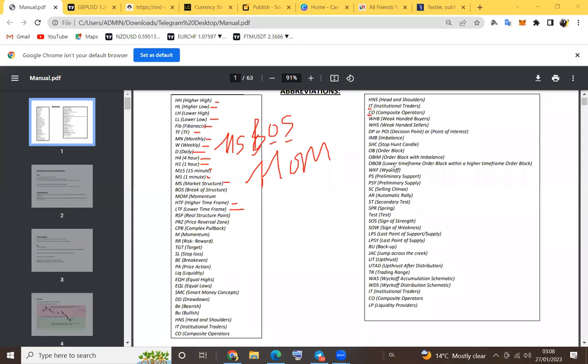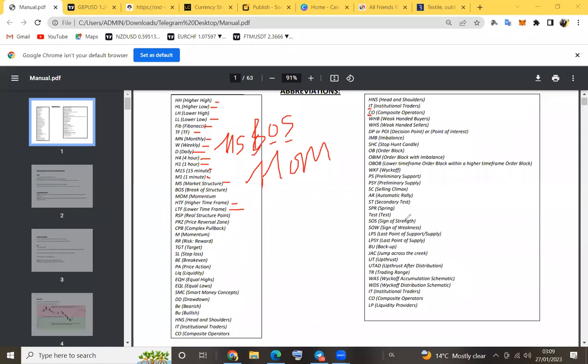WKF means week off. You guys are going to learn about week off strategies and all whatnot. PS means preliminary support. PSY means preliminary supply. SC is selling climax. AR means automatic rally. ST means secondary test. SPR means spring. Test, you can say about test, the retest, all those stuffs.